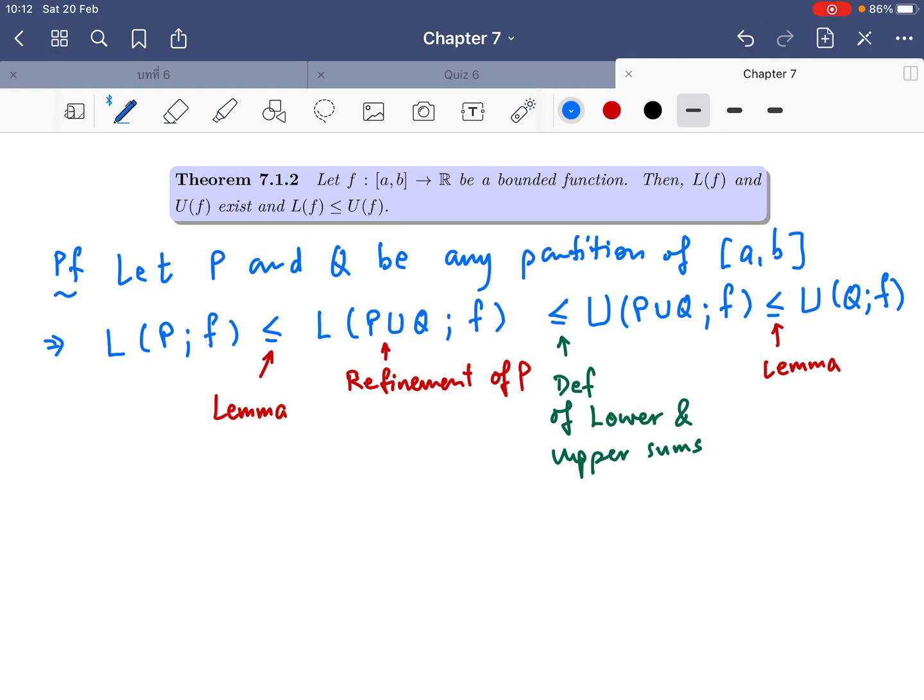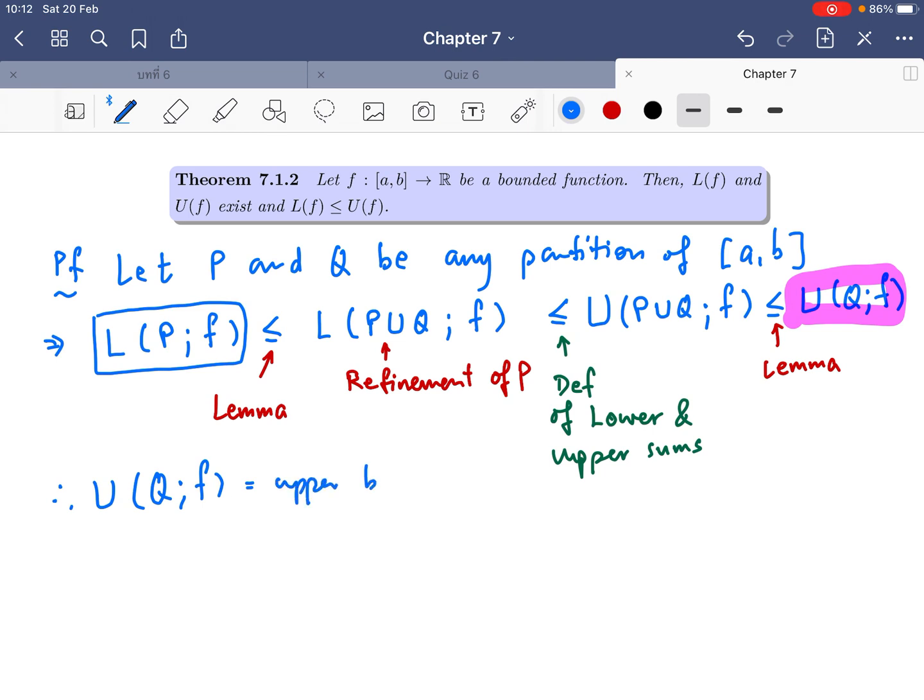All right, so what does this mean? It means that the lower sum for this partition P got a bound here. This one is an upper bound of the lower sum, right? So U(Q, f) is an upper bound of this set, the L(P, f), as P ranges over partitions of this closed interval from a to b.